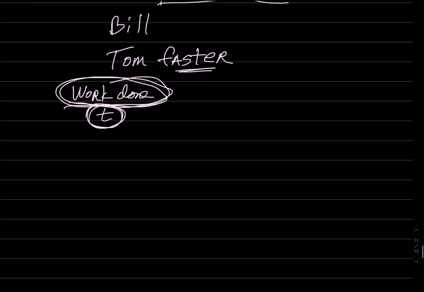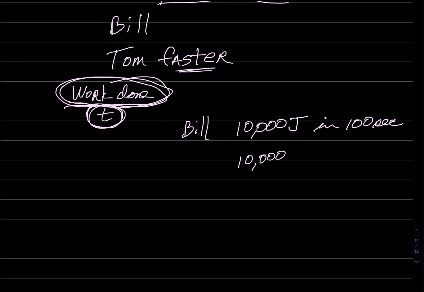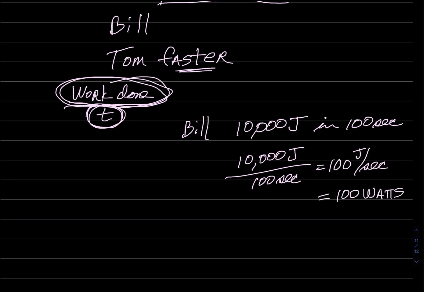So let's say Bill did 10,000 joules of work in 100 seconds. The power that Bill was delivering to his job was 10,000 joules divided by 100 seconds, and that's 100 joules per second, and we call those watts, after physicist and inventor James Watt, who was refining the steam engine in the mid-1700s.